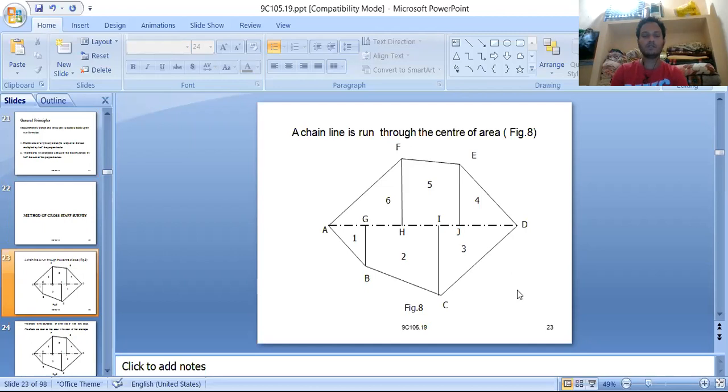The first one is a triangle, and the second is a trapezoid, the third is a triangle, the fourth and sixth are also triangles, and the fifth is a trapezoid. Here we are going to find out the individual areas and add them to get the total area of the boundary.